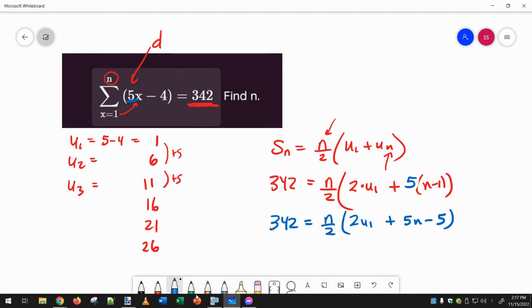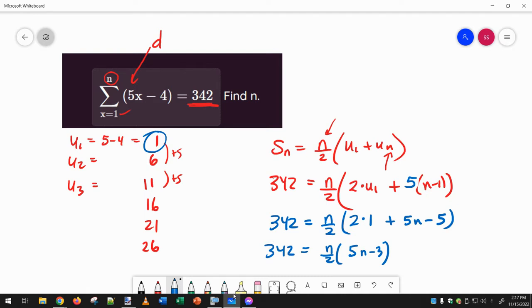equals 342. The problem here also is I have too many variables. I have n and I have u1. But I just calculated u1 was equal to 1 by plugging in 1 into the formula. 5 times 1 is 5 minus 4 equals 1. So if I replace 2u1, if I replace this with a 1, then I just have 2 minus 5 is negative 3. So really I have 5n minus 3 over here.